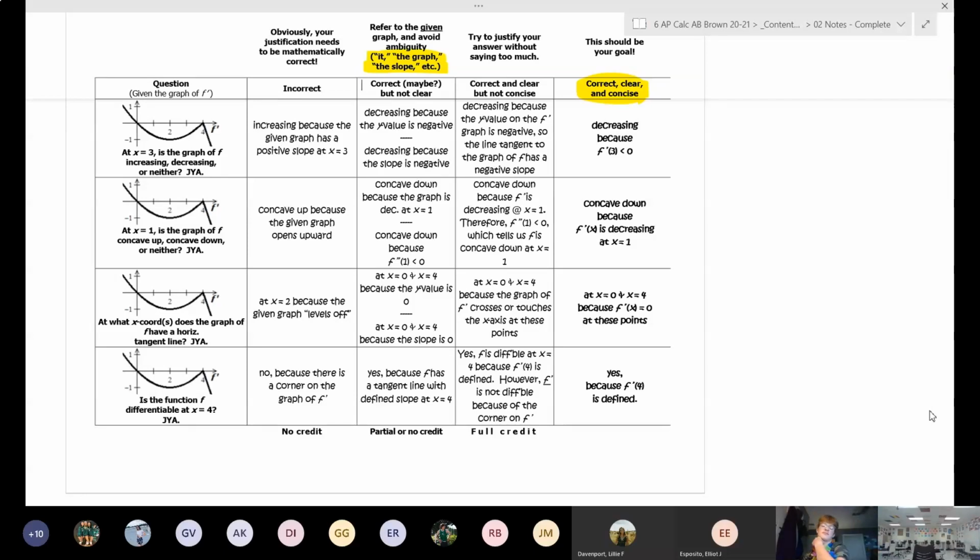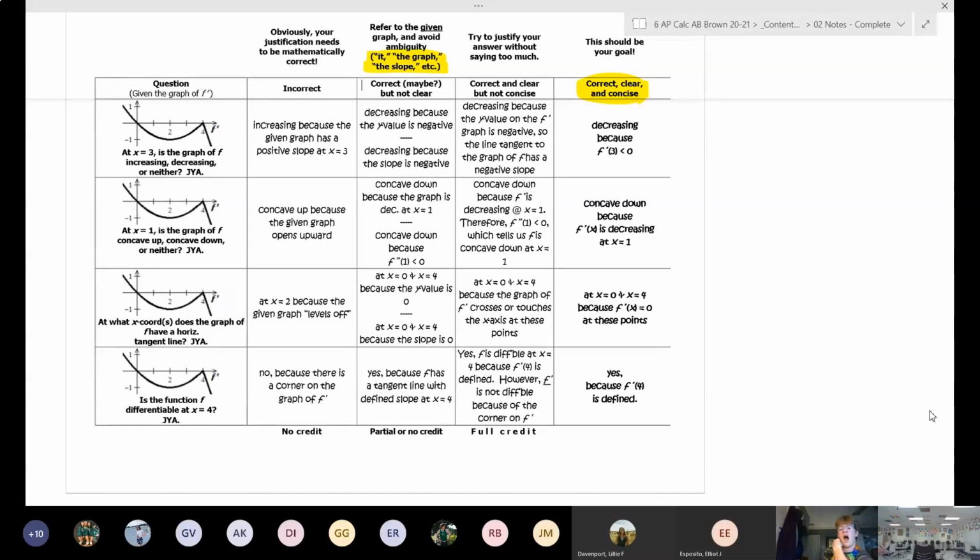It's also good beyond "it" to avoid other things as well. I would avoid saying things like the graph or the slope, because if you just say the graph, a reader, especially an AP grader, may not know if you're talking about the graph of the derivative or the graph of the original function. So we're just going to make sure we're always clear about what we want to say.